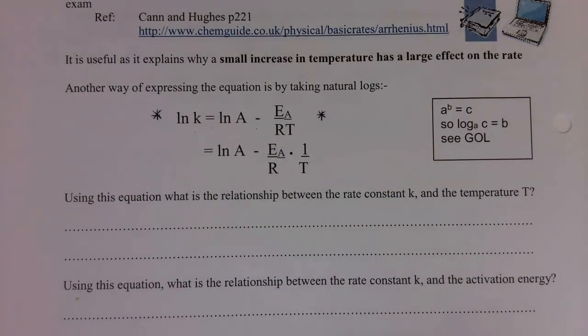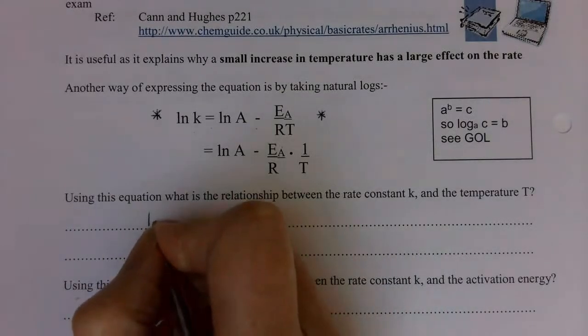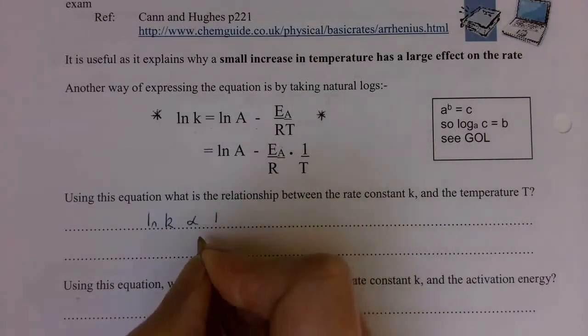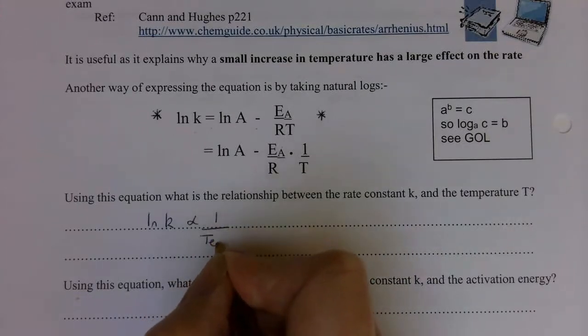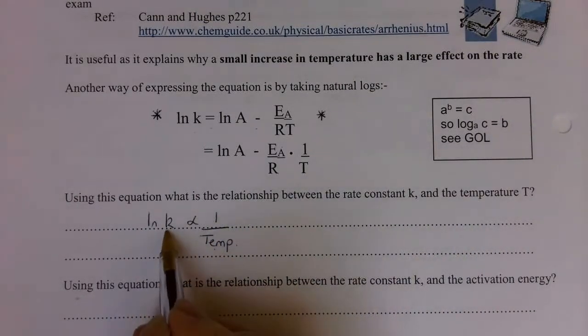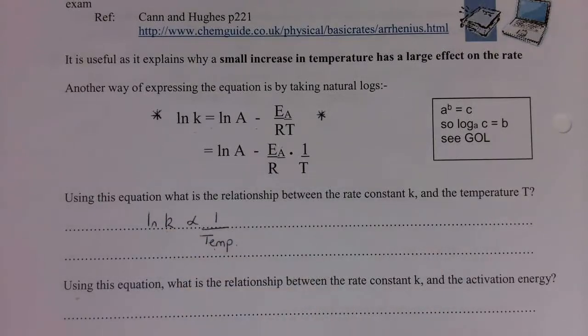So there's a relationship between the rate constant and the temperature. ln k is directly proportional to 1 over the temperature. In other words, as temperature increases, k increases, because that's the relationship between them.